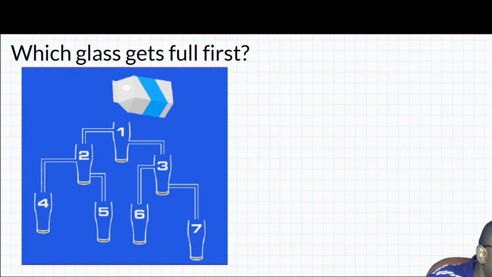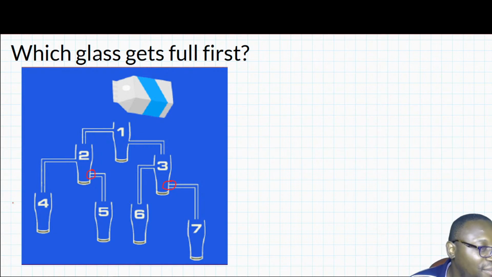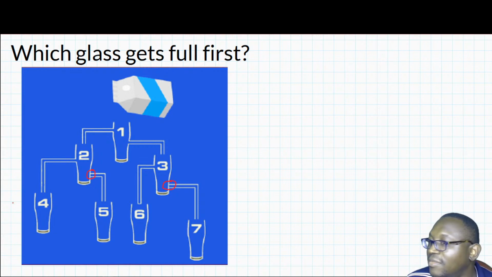Let me do this right here. Can you see here? There's a blockage right there. It's never going to flow that way. And here also, there's a blockage. It will never flow that way. So let's see how that changes your answer. 6. Look at this right here. There's a blockage right here. It's never going to go into that glass.